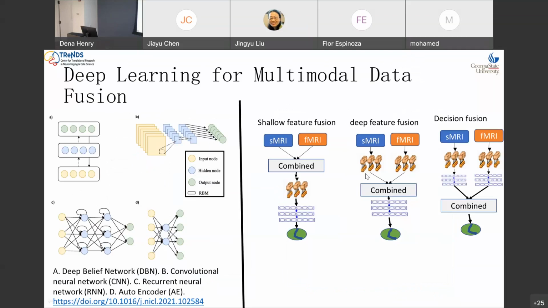So maybe I'll add a little bit on Jiayu's genetic portion. We also did some analysis regarding DNA methylation, how DNA methylation is related to the genetic codings, and we also did the methylation with the brain and behaviors.